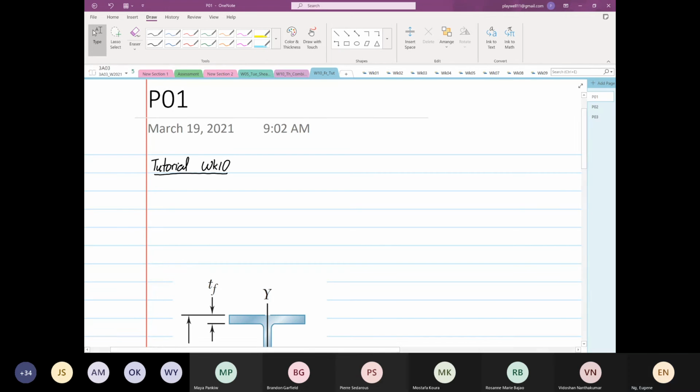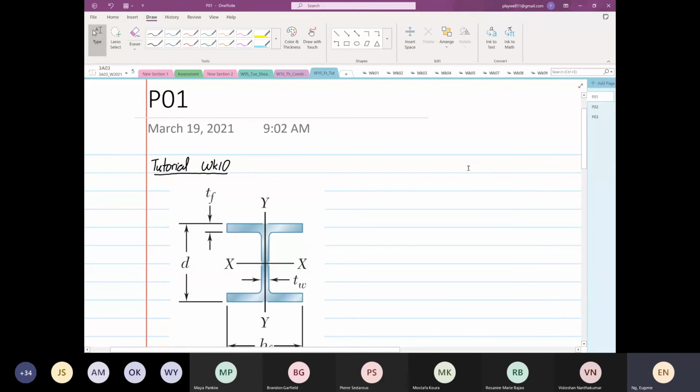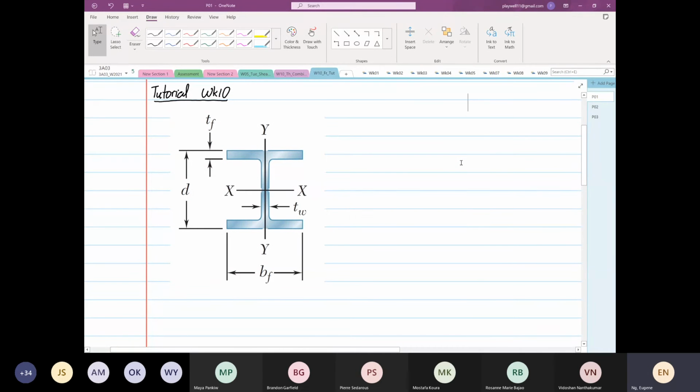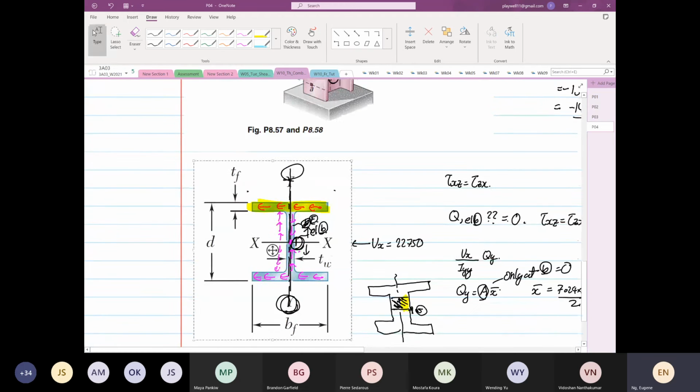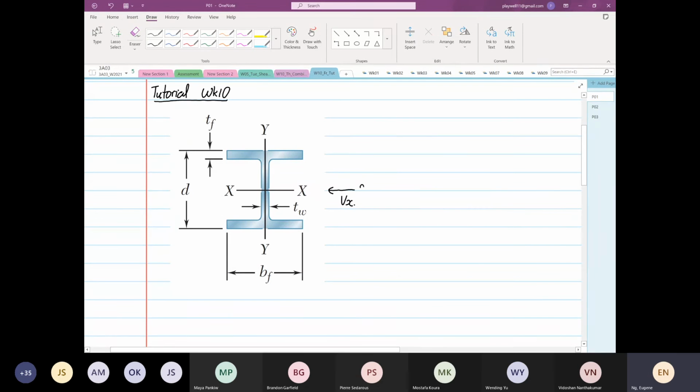Okay. So yesterday, we were dealing with the beam, and what we did is we had a Vx, and the Vx value was 22750 from yesterday. So I don't think I did a very good job in terms of explaining what is going on, and I will slow down and do this again.